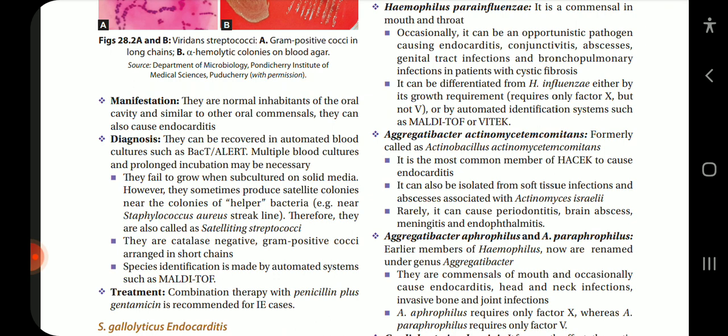In the diagnosis, they can be recovered in automated blood cultures like BACTEC or BacT/Alert. Multiple blood cultures and prolonged incubation may be necessary. But they fail to grow when subcultured on solid media. However, they sometimes produce satellite colonies near the colonies of helper bacteria, for example near Staphylococcus. Therefore, they are also called satelliting streptococci. They are catalase negative, gram-positive cocci arranged in short chains. Species identification is made by automated systems like MALDI-TOF, and the treatment involves combination therapy with penicillin plus gentamicin.